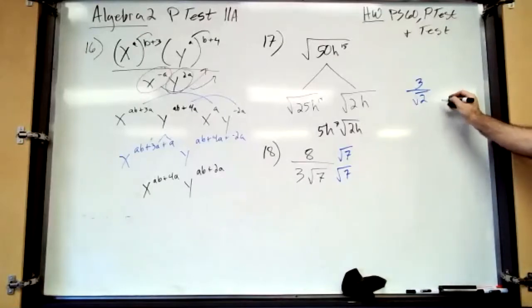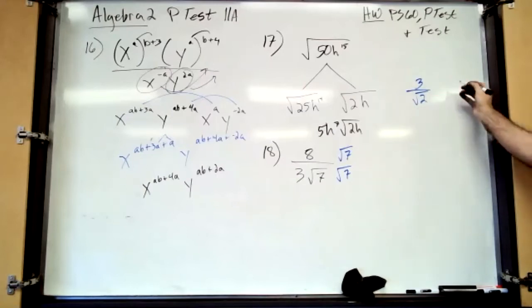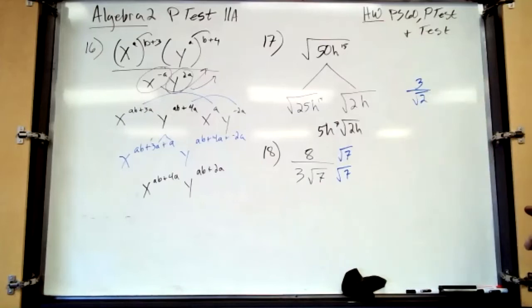Do it. Radical 2. And whatever you do at the bottom, you have to do to the top. So radical 2 times radical 2 will equal 2. And you solved your problem of having a radical in the denominator. Now you have a radical up top, but who cares about the top?